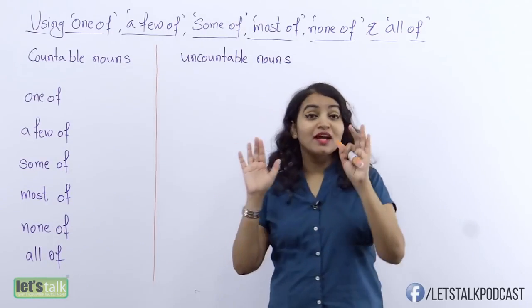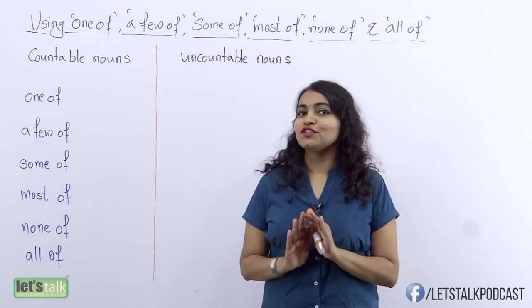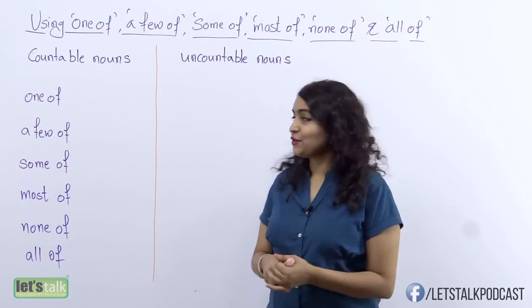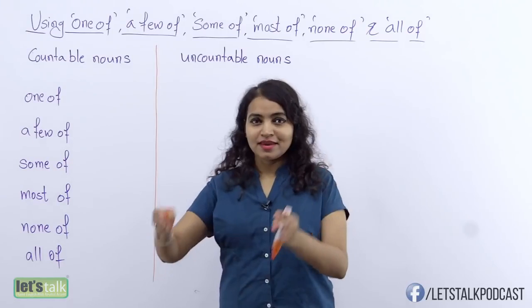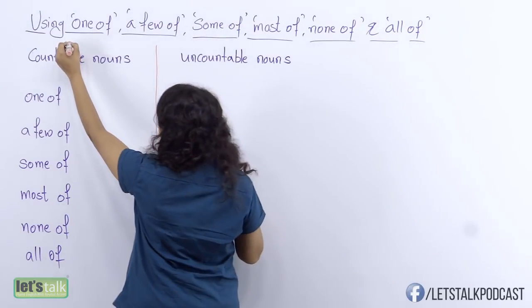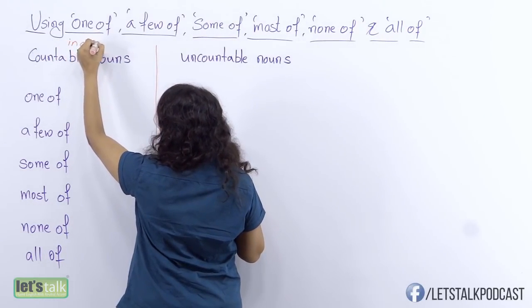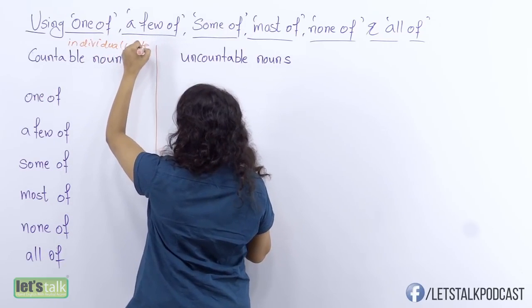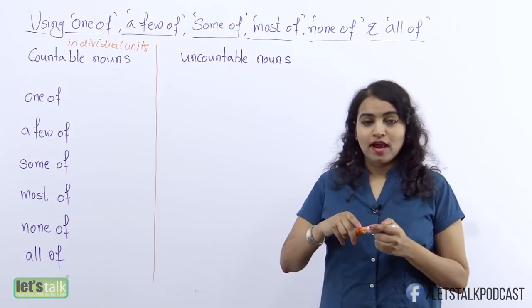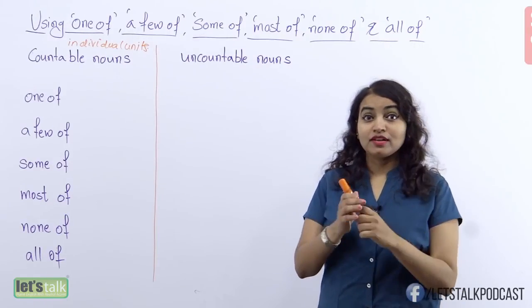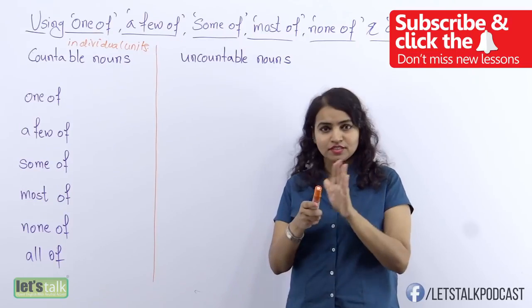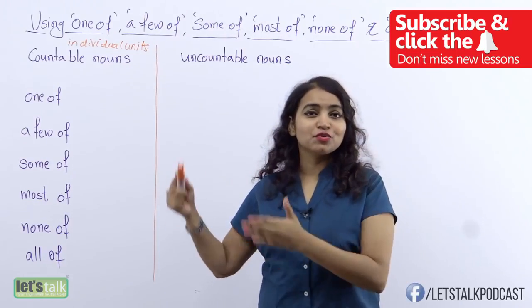Okay, now, countable nouns, for those of you who do not know, are nouns which can be quantified. You can actually divide them into individual units. Right? So you have one pen, but you can have 10 pens. You can quantify a pen. You can divide this into individual units.